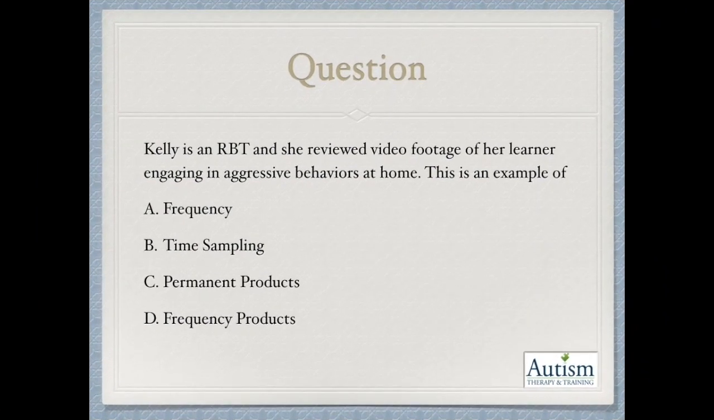Kelly is an RBT and she reviewed video footage of her learner engaging in aggressive behaviors at home. This is an example of which method of data collection? A, frequency, B, time sampling, C, permanent products, or D, frequency? And the correct response is C, permanent products.